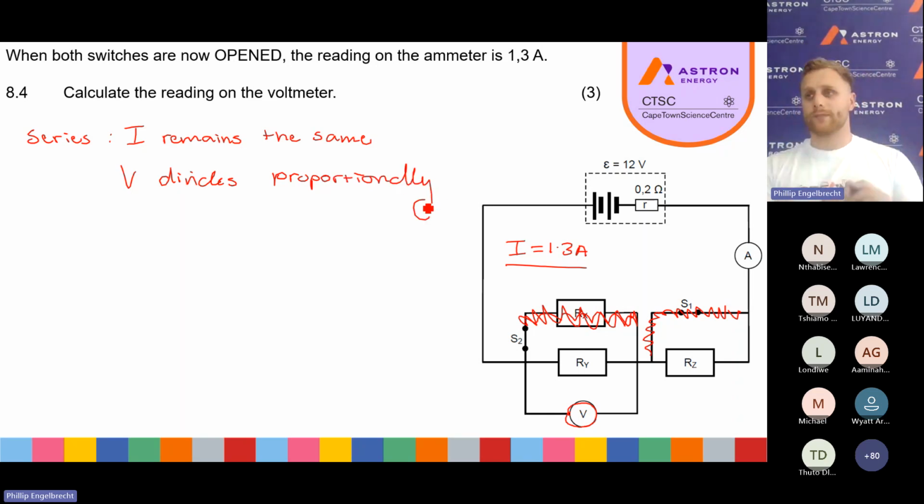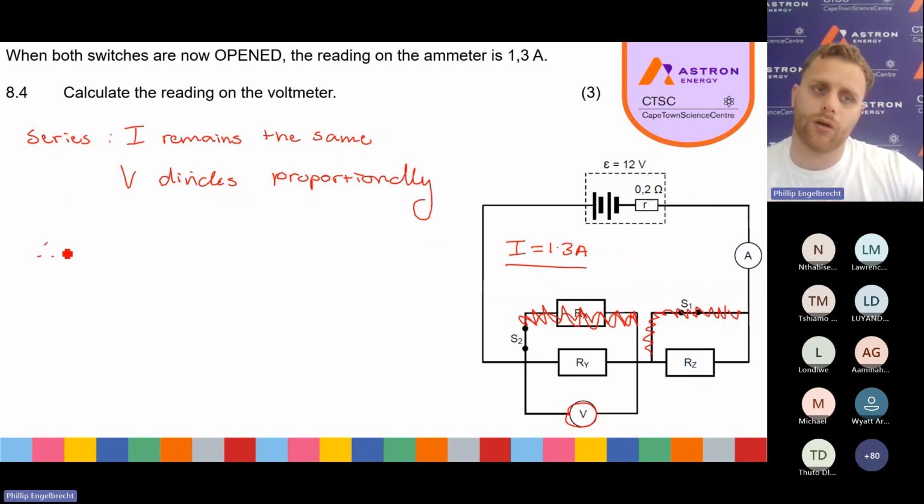Okay, what does that mean? The current going through each resistor is going to be the same no matter what, but the voltage divides proportionally, meaning that the resistor with the highest resistance is going to get the most voltage. The resistor with the lowest resistance gets the least amount of voltage. That's what it means. And if you want to figure out the voltage going through that specific resistor, you have to use the resistance of that specific resistor.